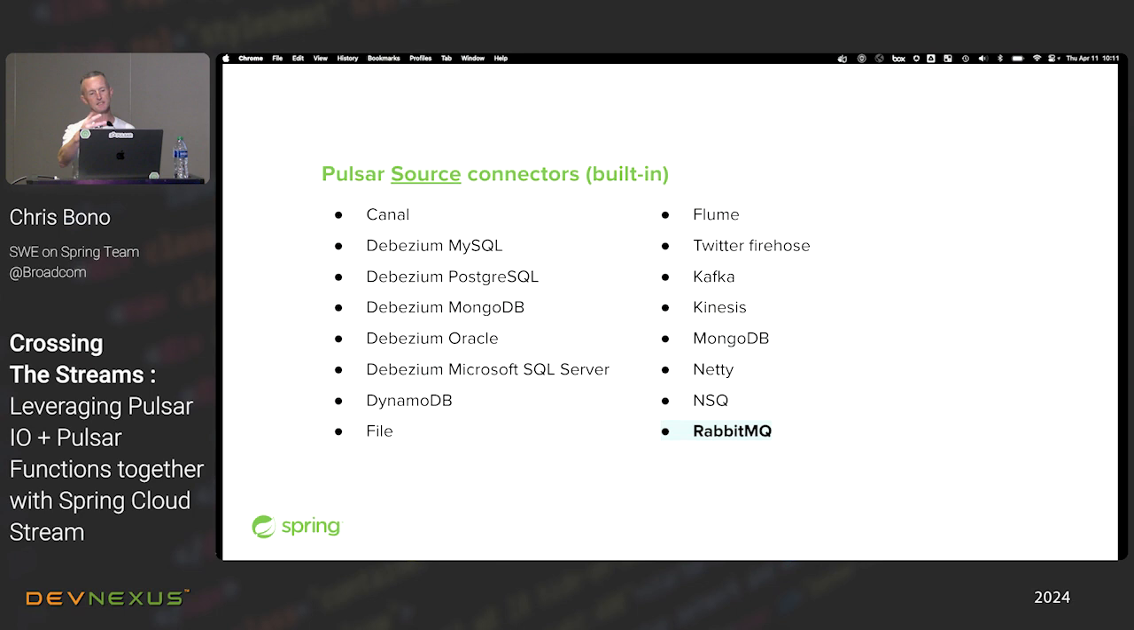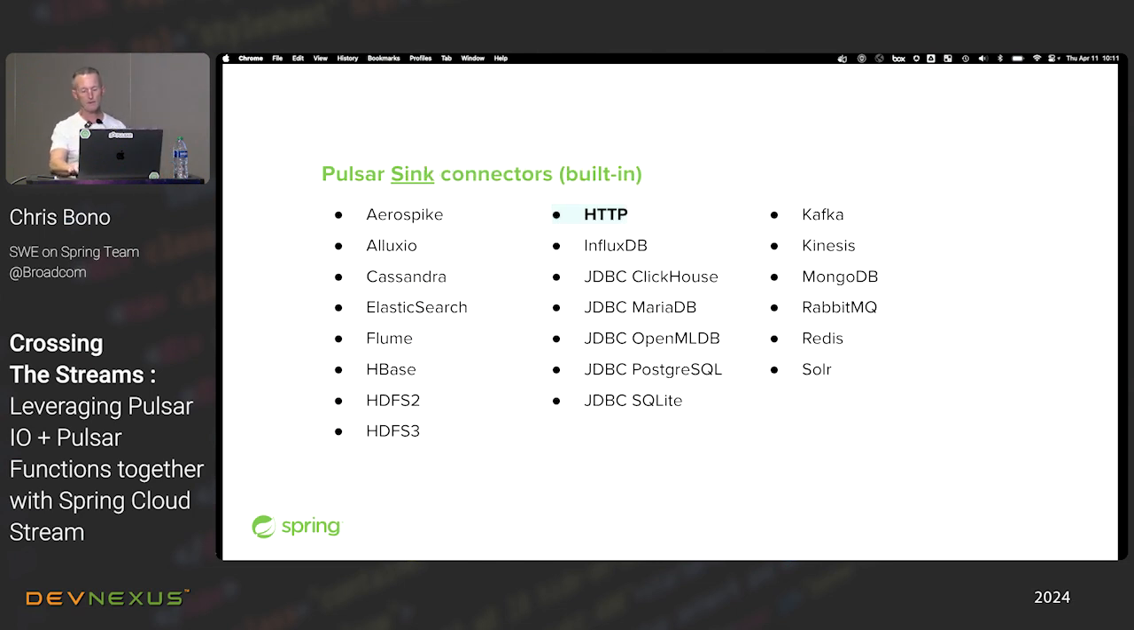And here's the list of their built-in source connectors. We're not going to go into the details, but you'll see that RabbitMQ is highlighted. We're going to use that in the demo to actually source records in from Rabbit to Pulsar. Here's the built-in sink connectors, quite a few of them. What we're going to do is use the HTTP sink and go to a webhook in Slack to send messages out of the system.